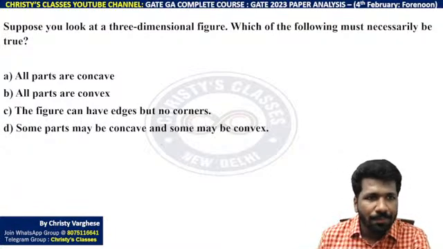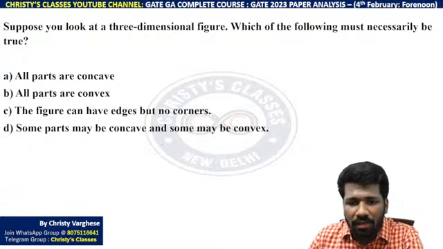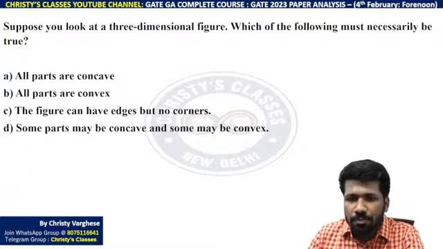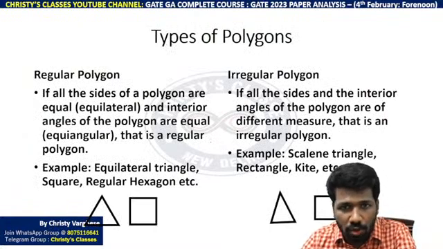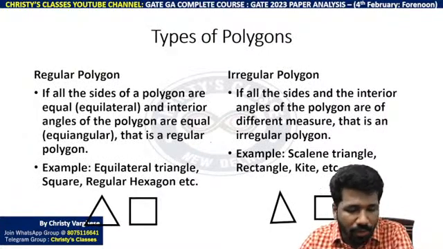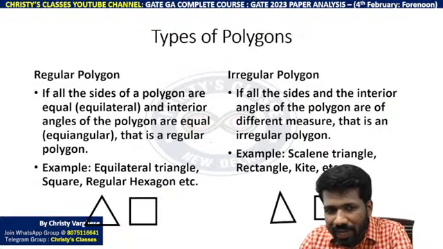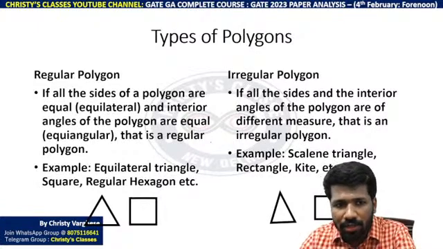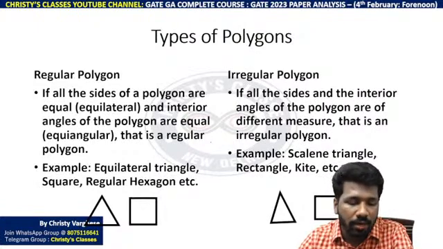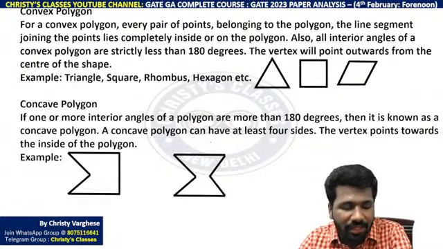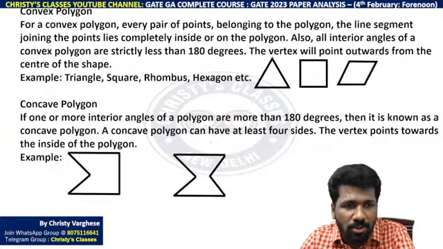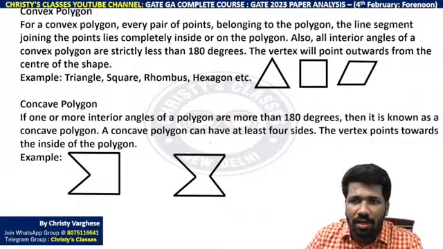So I will explain. It's simple only. Concavity, convexity. With respect to polygons, we have discussed already in the class. When I discussed geometry, I told polygons can be divided according to the sides and angles as regular and irregular. If it is equilateral and equiangular, they are regular. Otherwise, they are irregular. With respect to the size of the angle, convex and concave is a distinction.